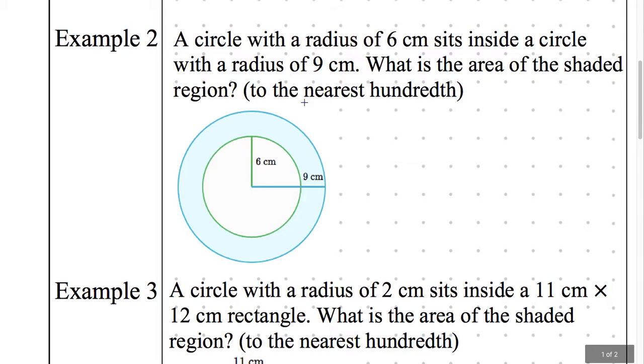Okay, so example 2. I need a beautiful voice. India, thank you. Read example 2 for us, please. A circle with a radius of 6 centimeters fits inside a circle with a radius of 9 centimeters. What is the area of the shaded region to the nearest hundredth?